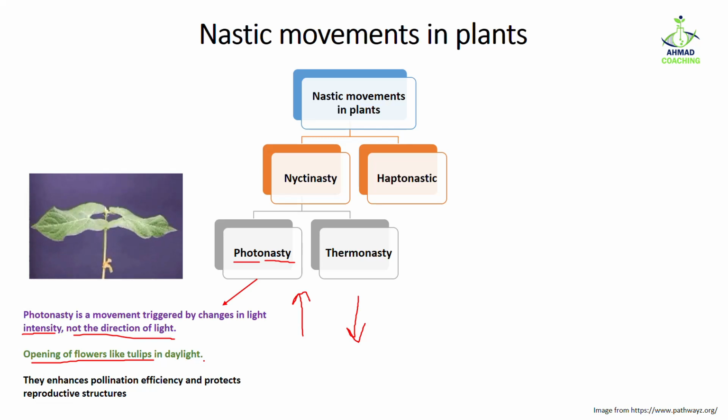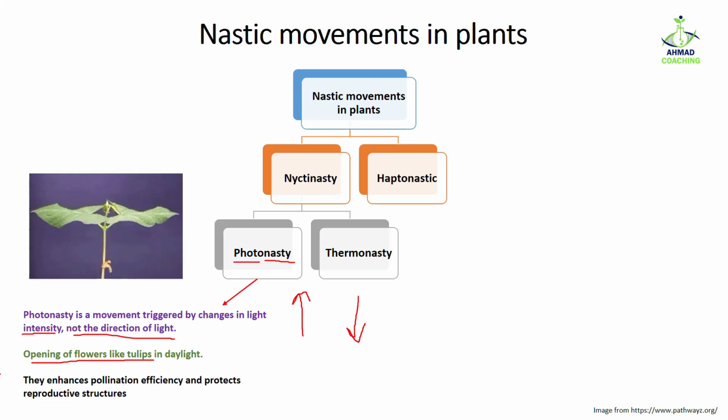Here you can see this leaf, it's bending down when the light intensity decreased, but it is moving up when the light intensity is increasing. So this shows that the movement of plant cells or the leaves is associated with photonasty. Now, what is the benefit of photonasty?